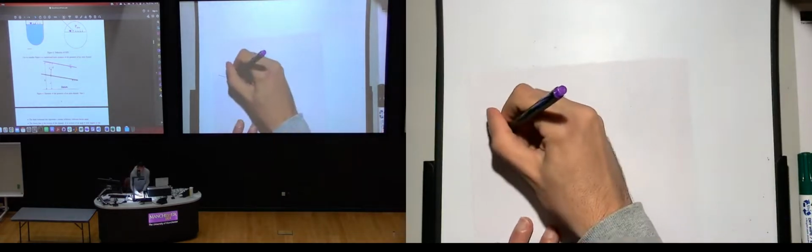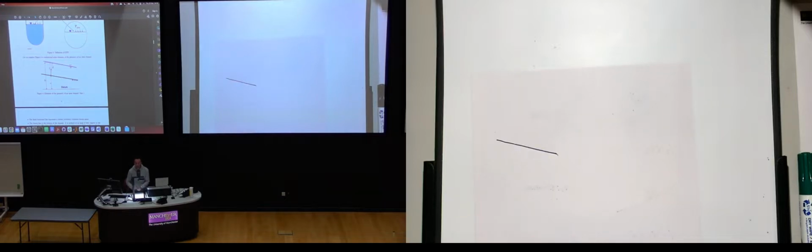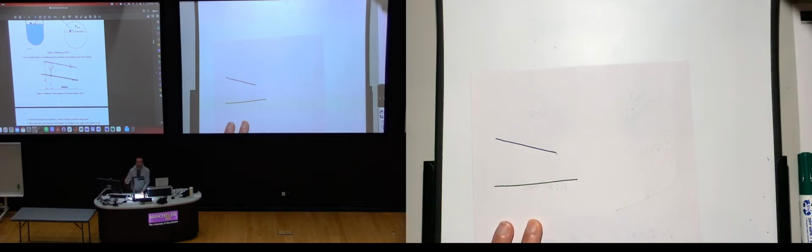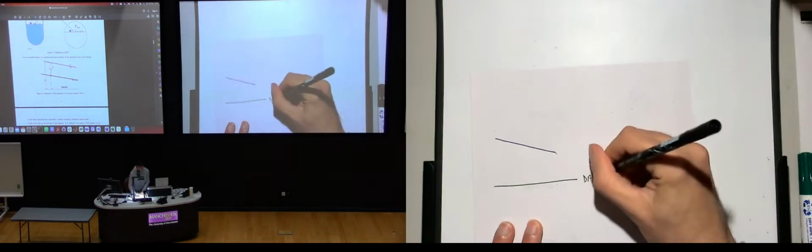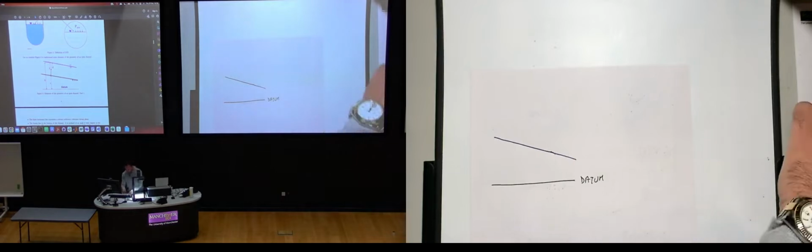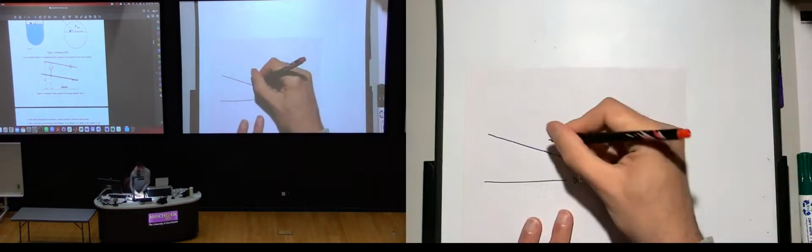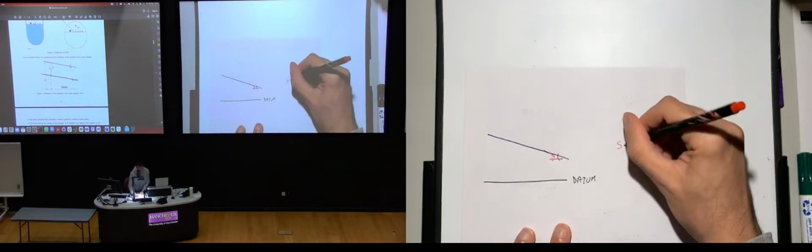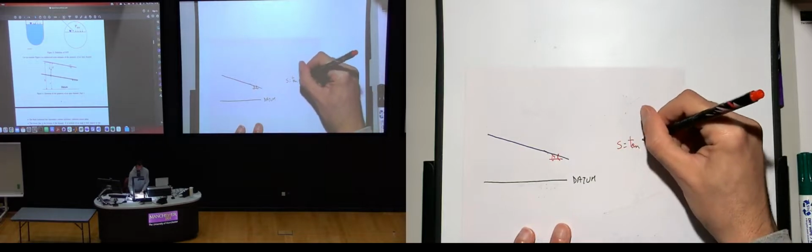Let me give you some definitions. So, I take a vertical view of my channel, where I identify this is the bottom of my channel. Let me identify a certain horizontal reference plane. The channel has a certain slope. If this angle is theta, the slope of the channel, S, is tangent of theta.